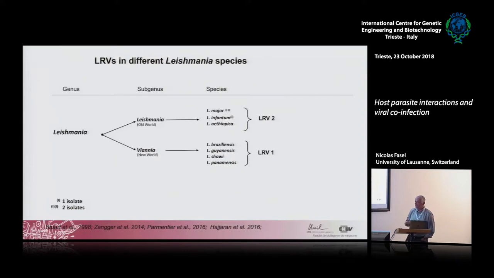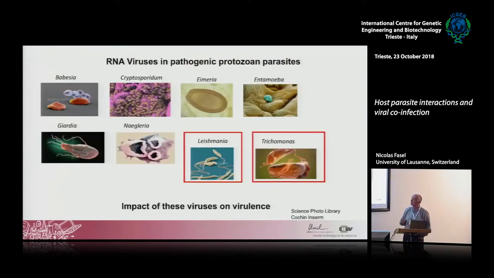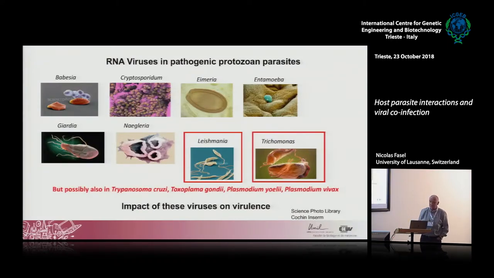I showed you the structure of the yeast RNA virus, but they are present in all the protozoan parasites. You can find it, as I said, in Giardia, in Leishmania, in Trichomonas, in Entamoeba, Eimeria, and so on. So they are present in a lot of different pathogenic protozoan parasites. But there are even more. I think now there are descriptions of these viruses in Trypanosoma cruzi, in Toxoplasma gondii, in Plasmodium mexicanum, and at least through EM pictures, it's probably present also in Plasmodium vivax. So more and more people start to look for it and start to find it in different parasites.